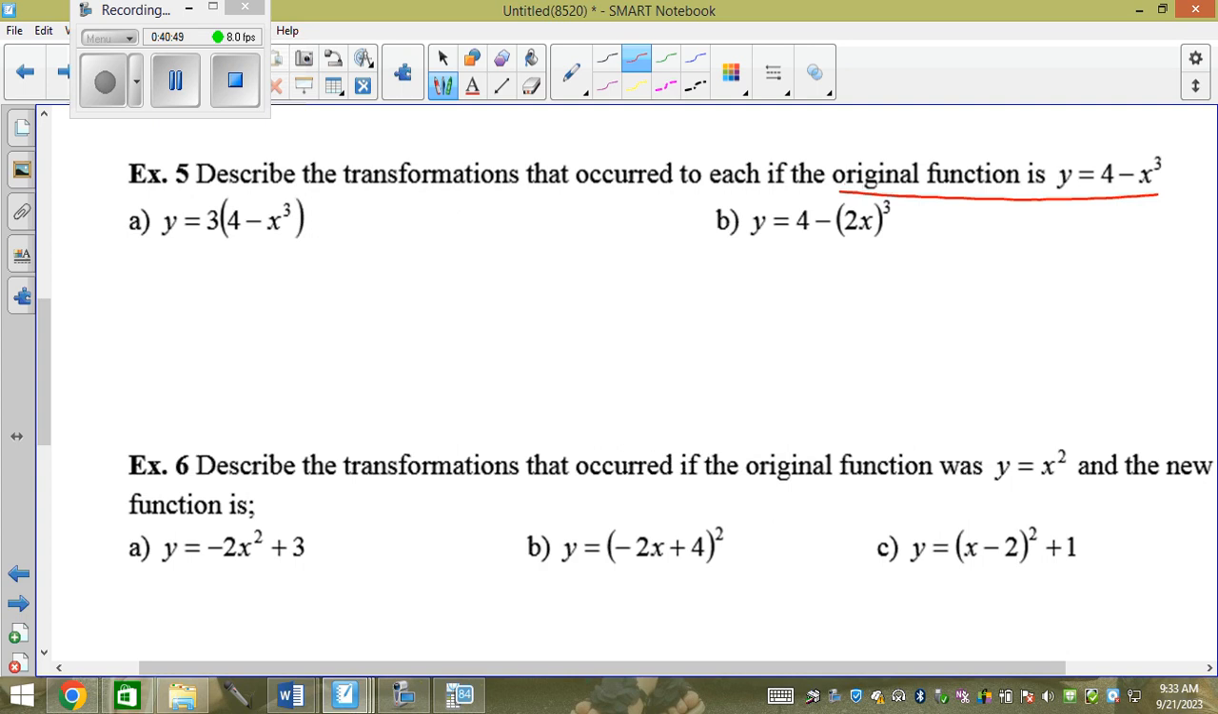But this one says, describe the transformations that occurred to each original function if now it's 3 times 4 minus x cubed. So this is still the same. So what's the only thing that happened? And that vertical stretch could be applied to both the vertical translation and in front of the x cubed, right? They're just not distributing it. They're just leaving the bracket and putting it in front. So it doesn't matter they don't distribute it. It's still a vertical stretch by a factor of 3 about the x-axis.